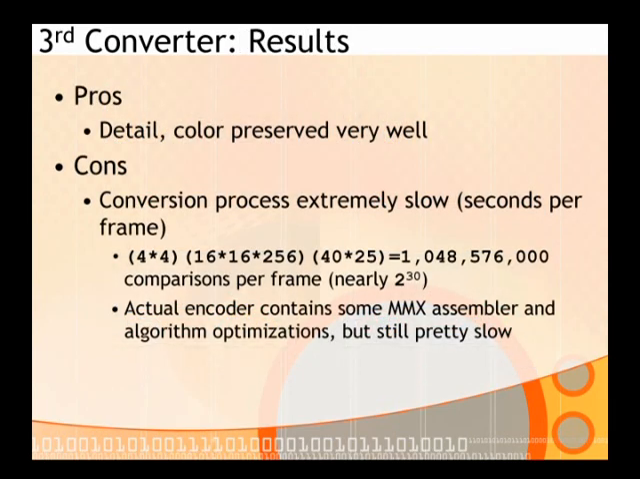And so forth. So the pro of this, obviously, is that detail and color is preserved probably as best it can be. This is a linear search, which leads to its disadvantage. The conversion process is so slow it can be measured in seconds per frame, which sounds crazy, considering the conversion wasn't done on this machine. Trust me, this is like on a Pentium 2 gigahertz. It takes seconds per frame because you have to do all those comparisons to get your final 1,000 characters. It's over 1 billion comparisons per frame.